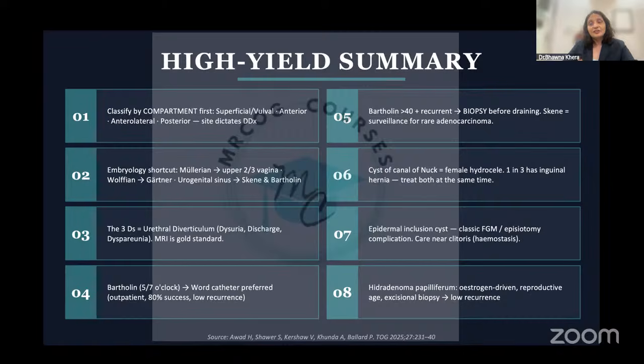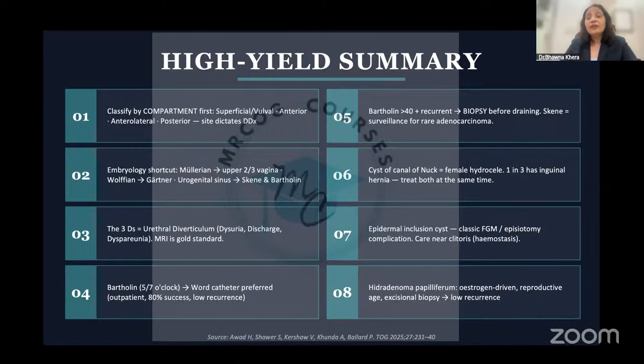Bartholin cyst is an often repeatedly asked question: first line treatment, do not forget the Word catheter. And remember the success rate as well, 80% of patients have success. For recurrent Bartholin in women more than 40 years, do not forget the biopsy here. Even skin and gland surveillance is also required.